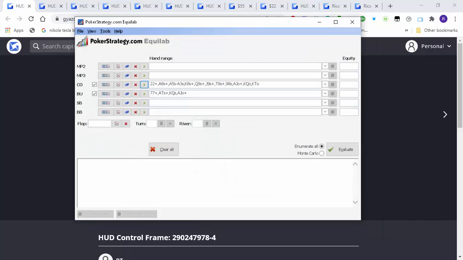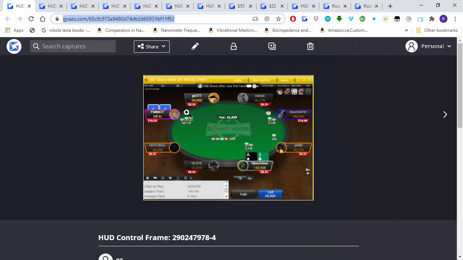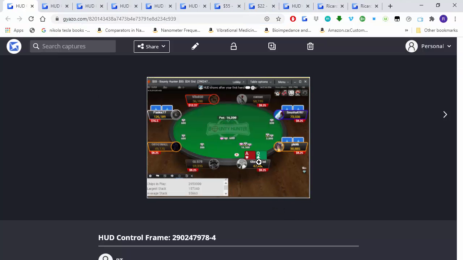Anyway, for this spot, it's a fold. It's cool to see how wide I can go. It's just a 55 big blind shove.